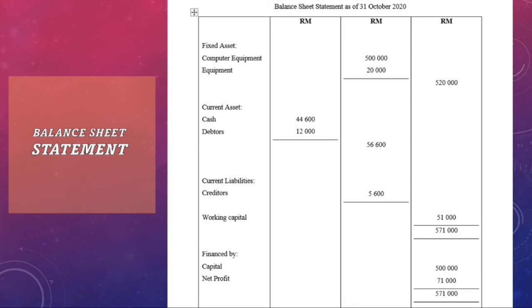Following that, we must compute the fixed asset plus the working capital and enter the total 571,000 in the last column. Last but not least, we shall observe the financed by capital and net profit items. The capital amount is 500,000, whereas the net profit amount is 71,000. The total of capital and net profit is 571,000. To evaluate whether a company's balance sheet is balanced, we must find the equivalent amount between assets and liabilities using financing.